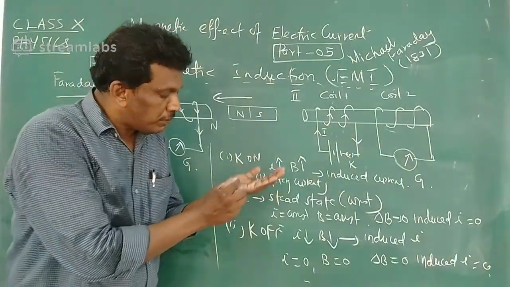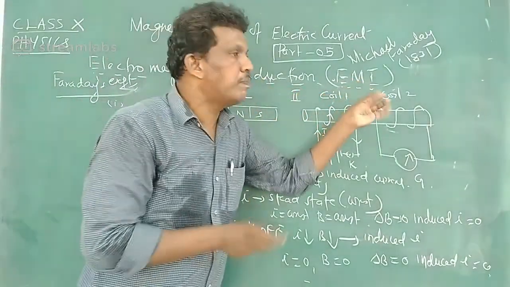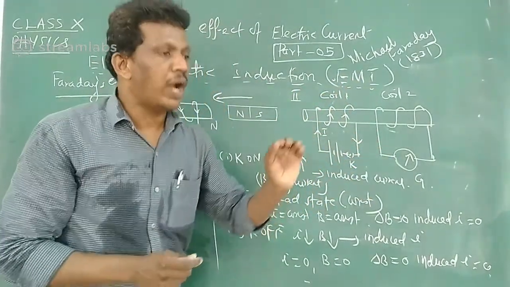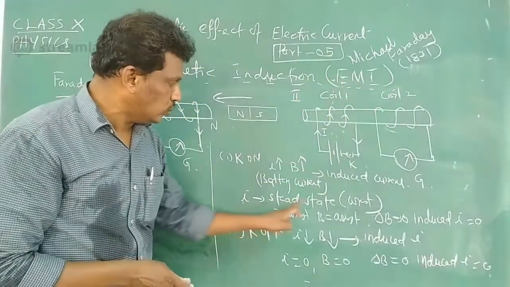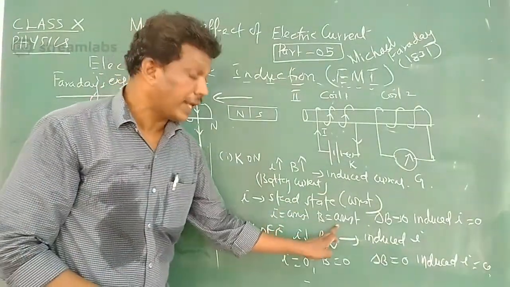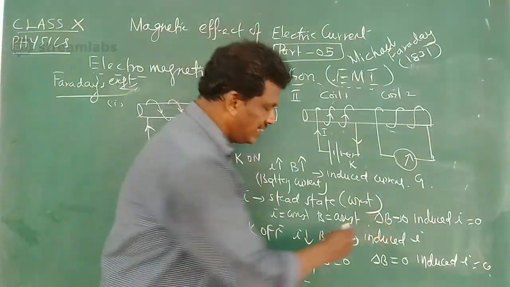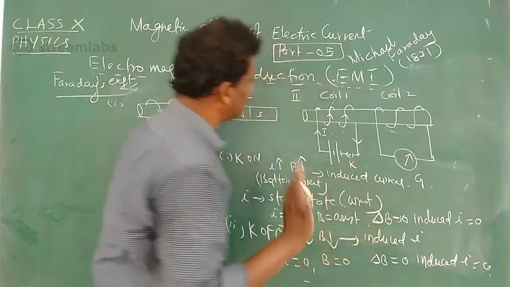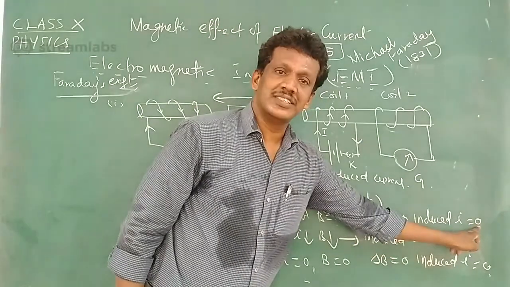The current increases, but after some stage, what happens? Current becomes constant. Suppose the current is 2 ampere, fixed. Initially maybe 0.5 ampere, 1 ampere, 1.5, 2 ampere. Once it reaches 2 ampere, it is constant. After that, no change in current. No change in current means the magnetic field is there, but constant. When there is no change, I am putting delta for change, so don't get any confusion. No change, so no current.